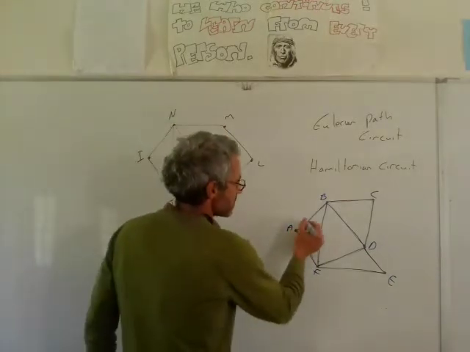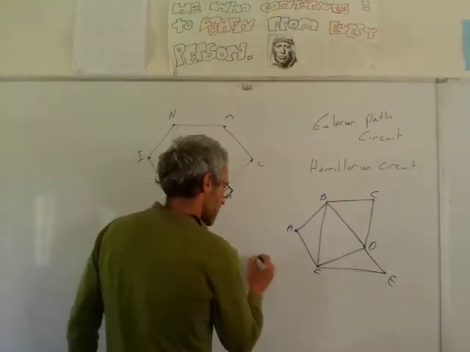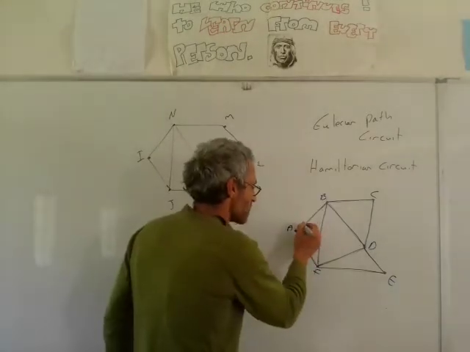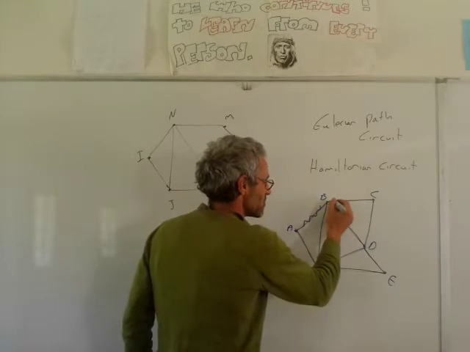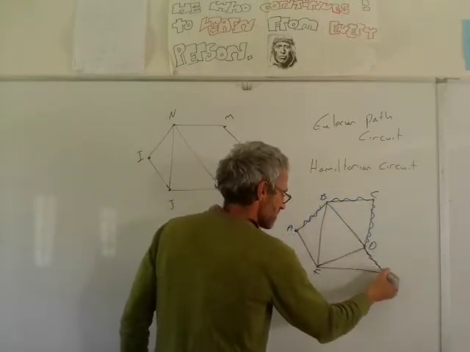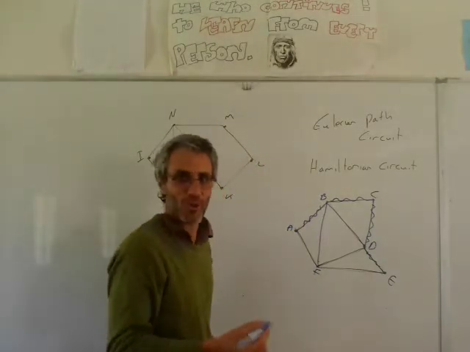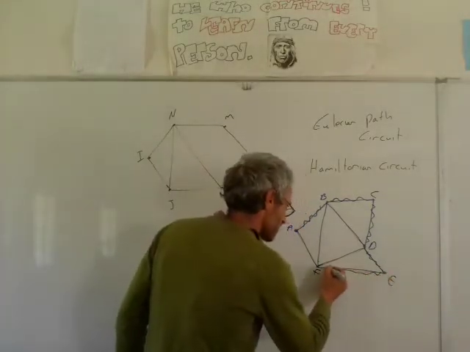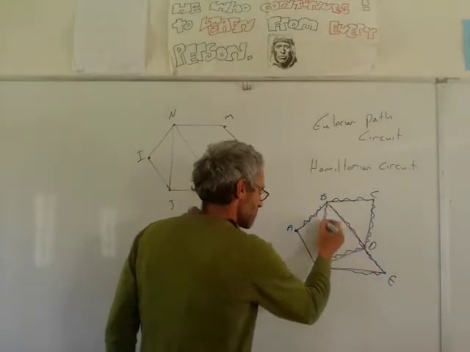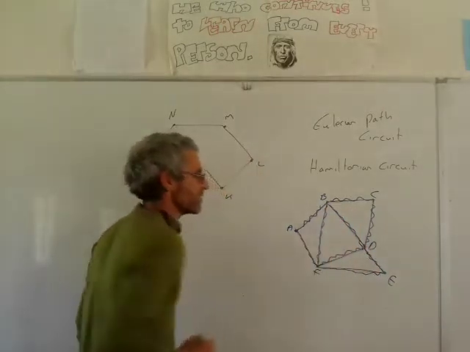I'll write it down. I'm just going to show you again. So A to B, to C, to D, to... I'm doing a different one now. There's more than one option. To F, to D, to B, to F, and to A.